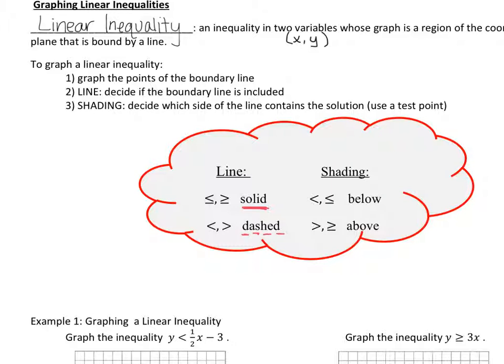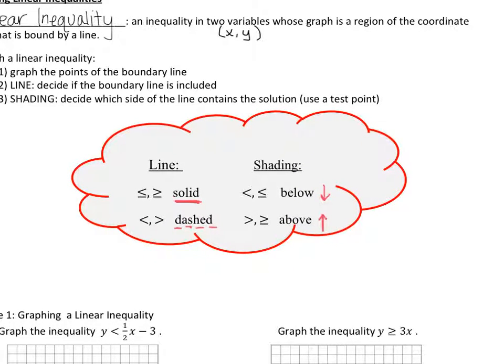The part that's added, because we're in 2 dimensions now, we have a whole grid, is the shading. If you have a less than, it doesn't matter whether it's just less than or equal to, you shade below your line. If it's greater than, you shade above your line. The use a test point step up there is only if needed, only if you get confused and don't know where to shade.